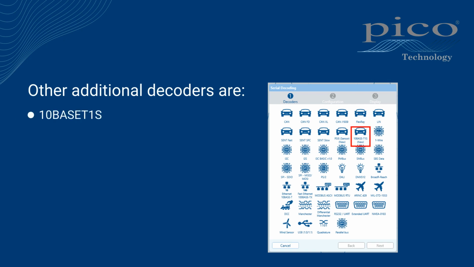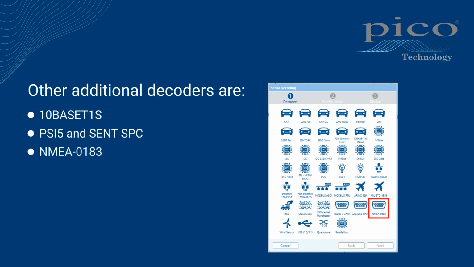10BASE-T1S, an Ethernet physical layer standardized by the Institute of Electrical and Electronics Engineers, IEEE, designed to provide 10 megabits per second communication over a single twisted pair of wires. This makes it particularly suitable for environments where space and weight constraints are critical, such as in automotive networks and industrial automation systems. PSI-5 and CENT-SPC, serial communication protocols that are commonly used in the automotive industry for connecting sensors and actuators to an engine control unit, ECU, or other control systems in vehicles.